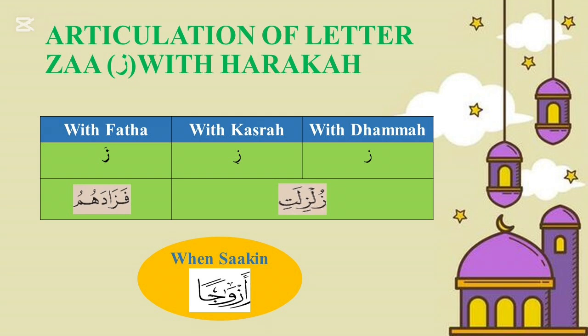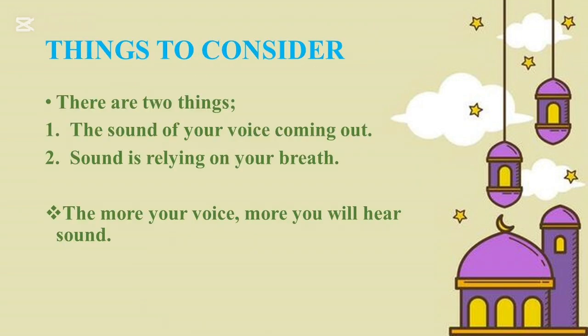Now let's check the Za sound in different forms. In this word, Za is with the Dhamma and the Kasra. Zulzilatu. And when Sakin, Azwajan. Lastly, Fazadahum. Remember to rely on two things here: the sound of your voice coming out, and second is relying on your breath. The more your voice, the more you will hear the sound.